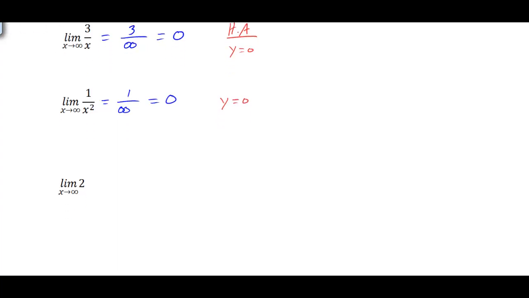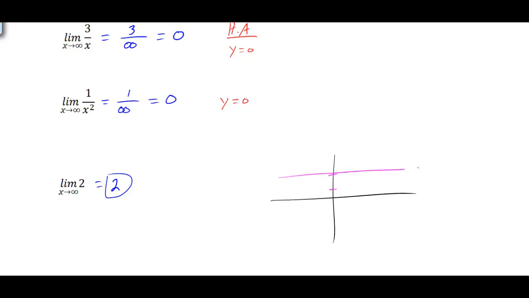All right, see if you can answer this next one. What's the limit of 2 as x goes to infinity? Now be careful, if you said 0, you kind of fell into my trap here. This is the limit of 2. This is a constant. There is no x here. So here, your limit is still 2 because it doesn't matter what x approaches. Keep in mind here, this is a constant function.